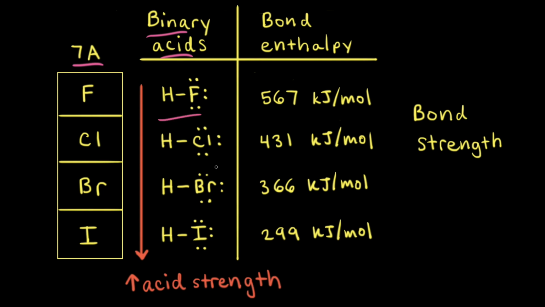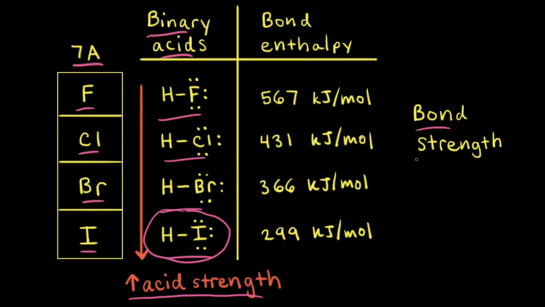So that's hydrofluoric acid, hydrochloric acid, hydrobromic acid, and hydroiodic acid. As we go down the group, from fluorine to chlorine to bromine to iodine, there's an increase in the strength of the acid. So out of these four, hydroiodic acid is the strongest. The main factor determining the strength of the binary acids in group 7A is bond strength.